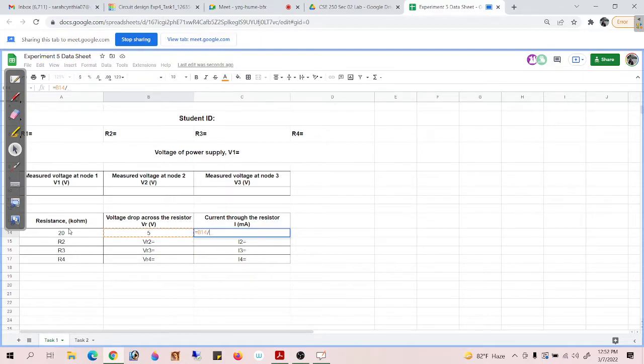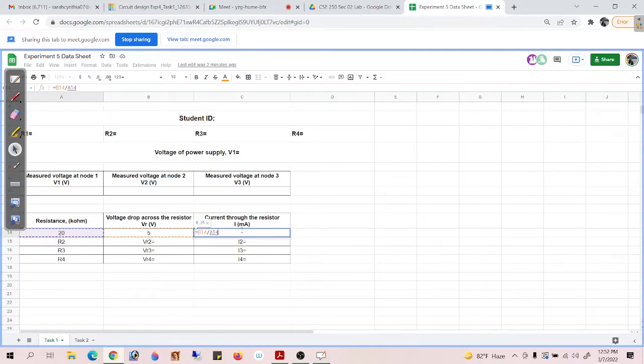Okay, so now we have to divide this 5 by 20, right? So we have to select the resistance cell having this 20 value. Now please notice that in the current cell, the cell that I selected, it shows equal to B4 divided by A14. So which means we are basically dividing 5 by 20.